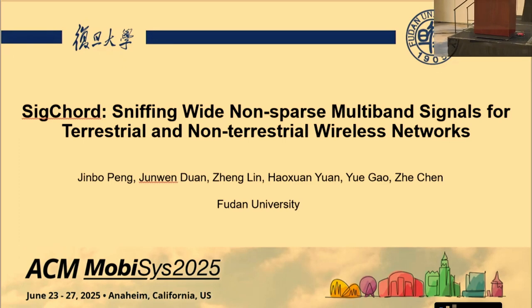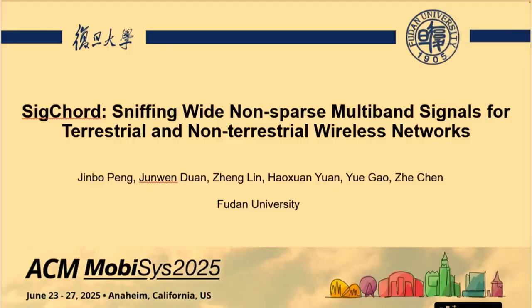Signals for Terrestrial and Non-terrestrial Wireless Networks: non-sparse multiband signals. SignalsForTerrestrial is a powerful tool that analyzes wideband non-sparse signals in complex wireless networks. It delivers deep physical layer insights with high efficiency. In this talk, I'll highlight its innovative features and impact on wireless network monitoring. So let's dive in.